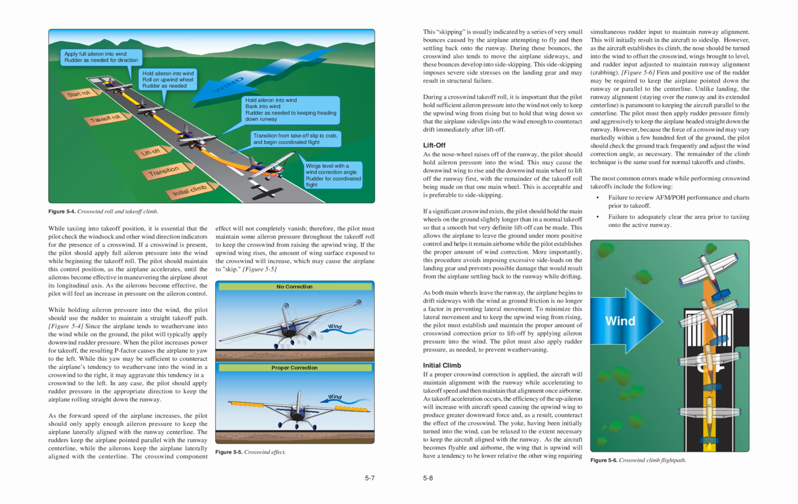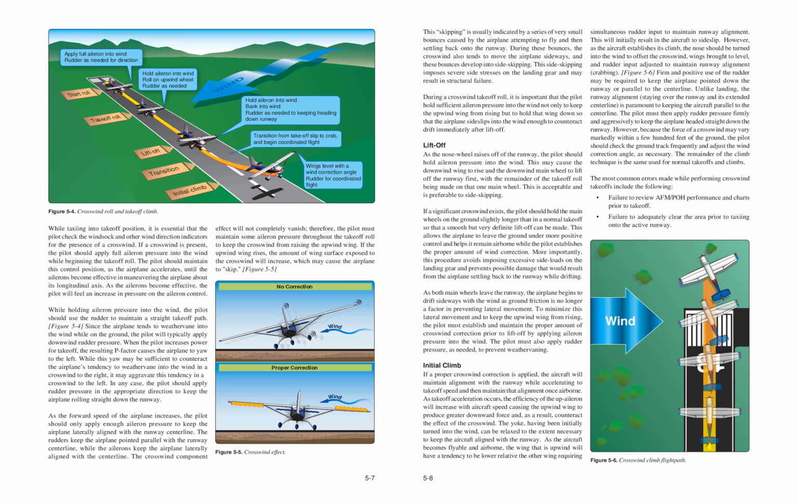Apply full aileron into wind, rudder as needed for direction. Start takeoff roll. Hold aileron into wind, roll on upwind wheel, rudder as needed. Liftoff. Initial climb. Figure 5-4. Crosswind roll and takeoff climb.